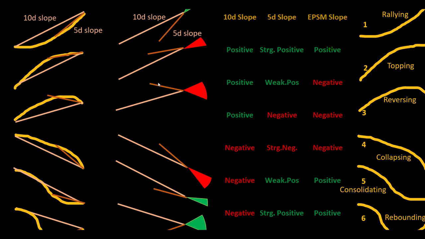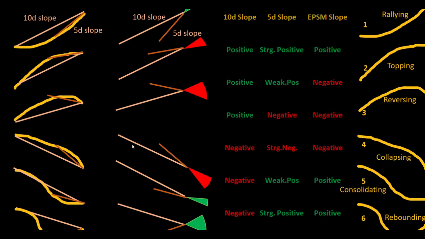Or I want the 5-day to be actually negative, in this case number 3, negative. In this case, you have a negative angle here in between the 2 lines. The angle is the EPSM slope. So the EPSM slope is positive on case 1 and negative on case 2 and 3, okay? Or I want to play a turnaround. So here I'm betting on stocks that are actually going down: collapsing, consolidating, rebounding.